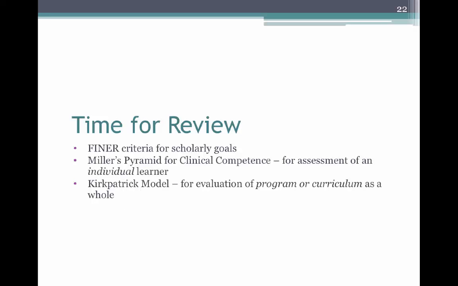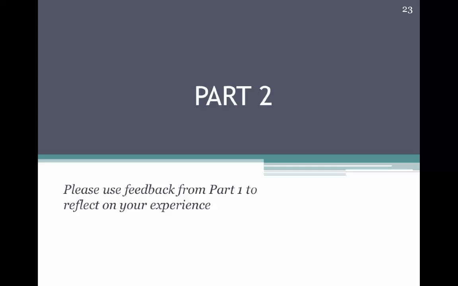To recap the second section of Webinar 1, we have previewed Kern's Step 6 by introducing the finer criteria for scholarly goals, and we have discussed two of the most commonly used evaluation frameworks in medical education, Miller's Pyramid for Clinical Competence for assessment of the individual learner, and the Kirkpatrick Model for evaluation of a program or curriculum as a whole. After you have reflected on Part 1 and have received feedback on your answers, please think now about your own scholarly project in medical education.